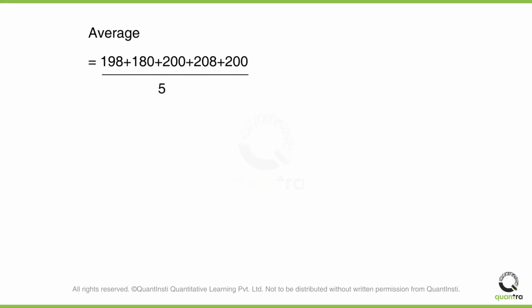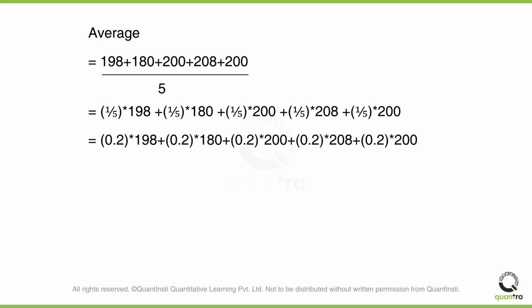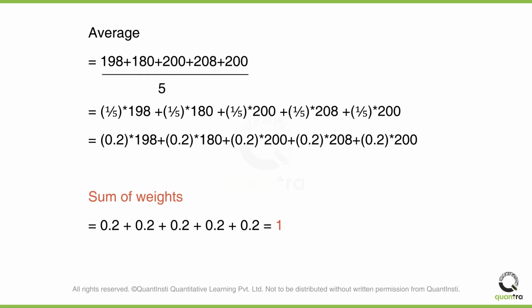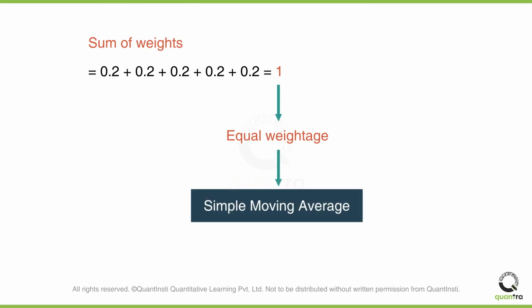We are dividing the sum of 5 data points by 5. In other words, each data point has been assigned a weight of 1/5. We are giving a weightage of 1/5, that is, 0.2 to all the data points. This means we are giving an equal weightage of 20% to all the data points while calculating the average. Hence, the sum of weights equals 1. Since we are giving an equal weightage to every data point, it is called a simple moving average.